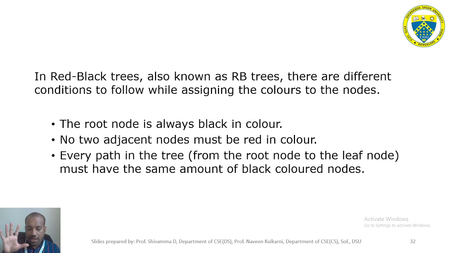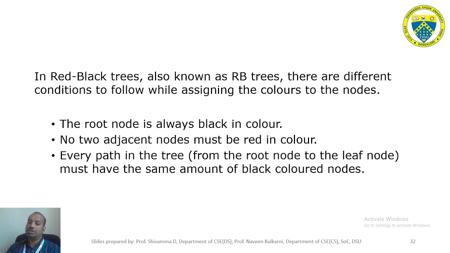The third condition is that you have a tree, and you have the path from the root node to the leaf node. You can take any path from the root node to the leaf node, and the number of black color nodes should be equal in all the paths. If we count the black color nodes from the root to any leaf in the entire tree, the number of black nodes should be equivalent in all the paths. That's the third condition that we see.